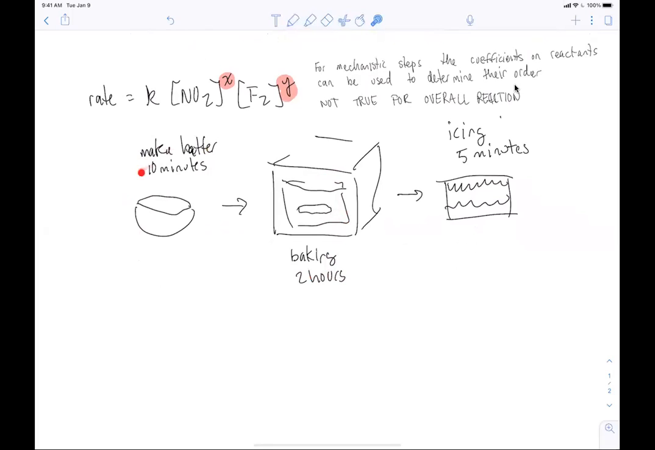At 10 minutes to make the batter, I can make 12 batches of batter in the 2 hours it takes me to bake the cake. So no matter how much I speed up making the batter, let's say down to 1 minute, it doesn't matter, because I'm still waiting for it to bake. If I want to speed the process up, I somehow have to figure out how to speed up the baking part.